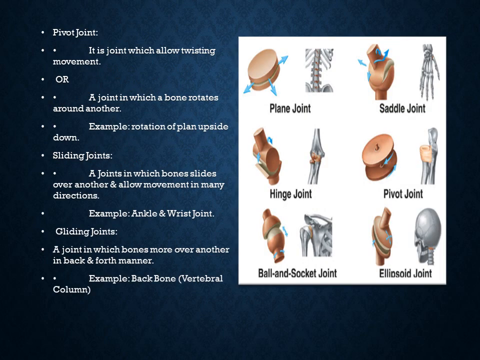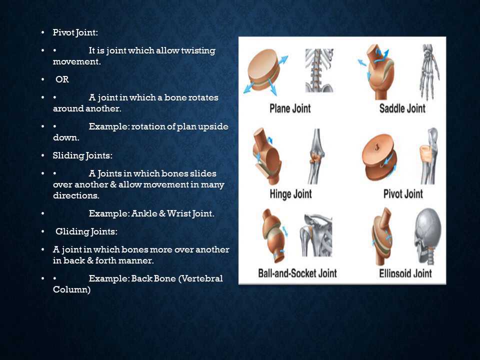Now let's start the pivot joint. It is a joint which allows twisting movement, a joint in which a bone rotates around another, and that is known as a pivot joint. Example: rotation of the palm upside and downside is known as a pivot joint. Here is showing the pivot joint.